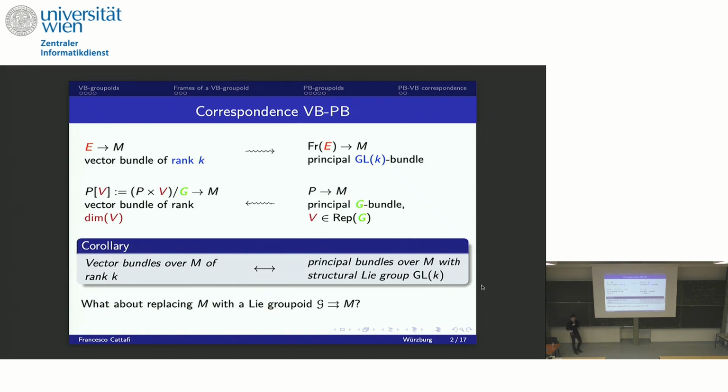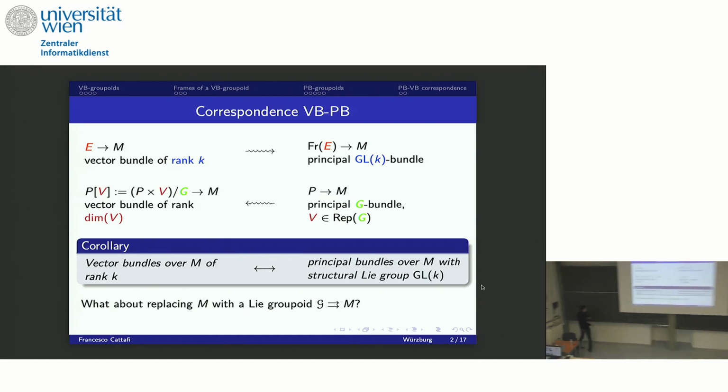So I assume that people are familiar with Lie groups. Well, a Lie groupoid is something very similar to a Lie group. It's just that instead of having a multiplication which is defined everywhere, it is only defined partially. So one still has a smooth manifold G.